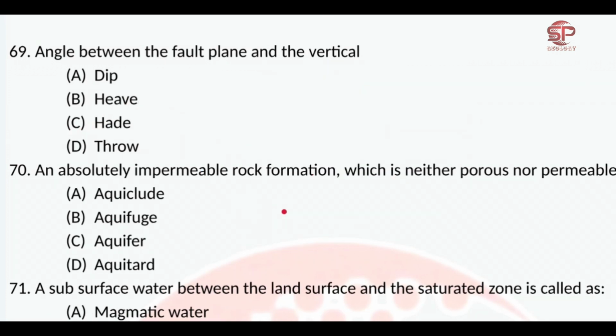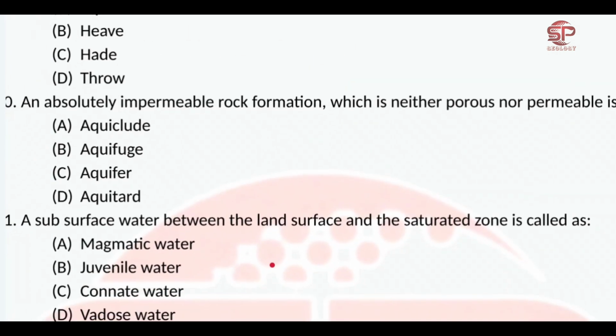An absolutely impermeable rock formation which is neither porous nor permeable is an aphuge, non-porous and non-permeable. Aquiclude is porous but non-permeable. Aquifer is porous and permeable. Aquitard is semi-porous and semi-permeable.